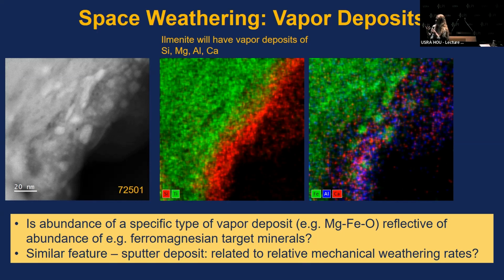So, questions that come up when we take a look at these data: is the abundance of a specific type of vapor deposit reflective of the abundance of ferromagnesian minerals, that we're seeing more of those components being mobilized and moved around to plagioclase grains? Is it something about the crystalline structure that breaks down more inherently relative to more durable phases? That's something that we would expect from mechanical weathering rates of silicates on Earth. Do those same processes hold true on the moon? Similarly, the sputter deposit, is that related to mechanical weathering rates of silicates?